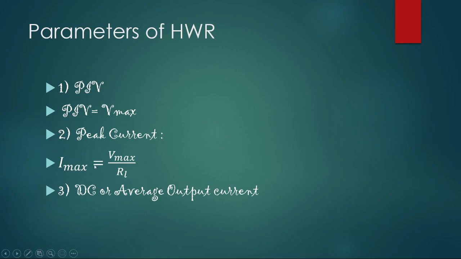So by using Ohm's law we can write it as I max is equal to V max by RL, that is load resistance. If we have to consider the forward resistance or internal resistance of diode, then we have to add it along with RL. After that we had started discussion about DC or average output current. So let us continue the derivation from average output current.